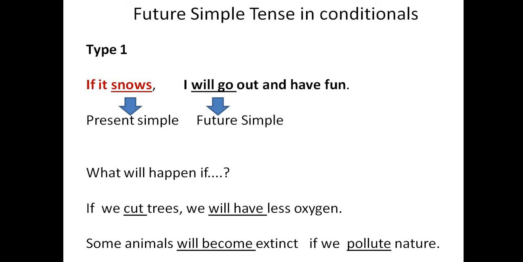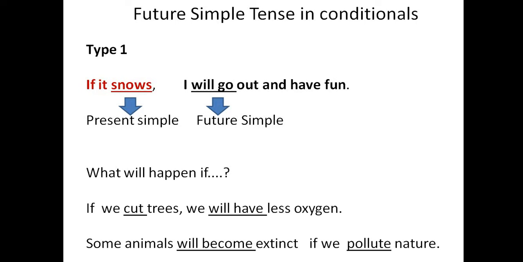Uslovnom rečenicom, kao što sam naziv kaže, a radili smo to i prošle godine, izražavamo neki uslov koji, ukoliko se ostvari, ostvarit će se i radnja iz nezavisnog dela rečenice. To jest, ako pada sneg, ići ću napolje. Okay, this one was easy. So, what will happen if? Šta će se desiti ako?